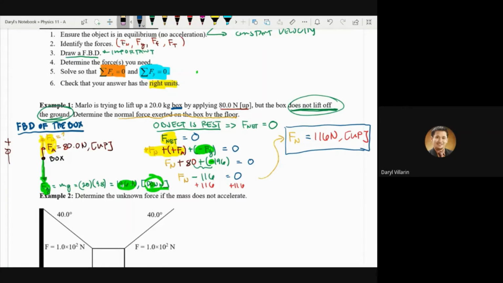Okay, so if you can see, this is also another case where an object has a normal force not equivalent to the weight of the object. Because remember, you're trying to lift it upward. You try to exert an additional force upward. So you would expect that the normal force would be less compared to the weight of the object.